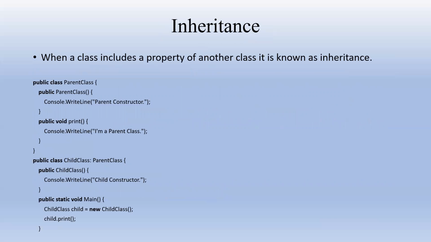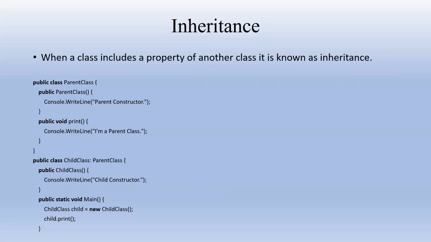Next is inheritance. When you want a class to inherit another class or to include some features of another class, it's known as inheritance. The class which is inheriting the other class is known as the child class, and the class which gets inherited is known as the parent class.